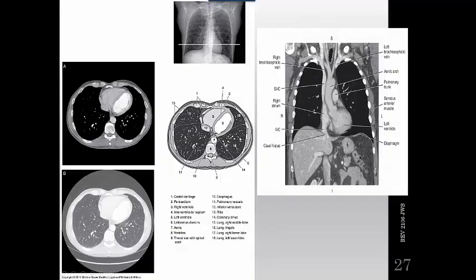In this image, you can see the fissures showing up here. It's kind of hard to see on the lung windows, but you can tell right here there are no lung markings or vessels. That's where that line is. Same thing over here. You can follow it and trace it, and you see a little blank area where the fissures are.